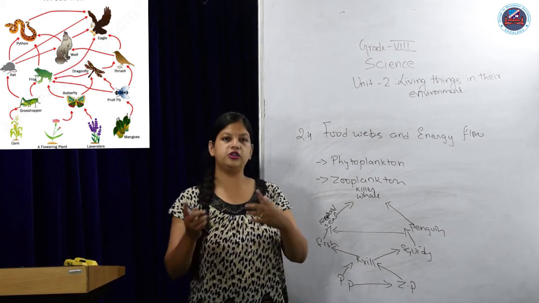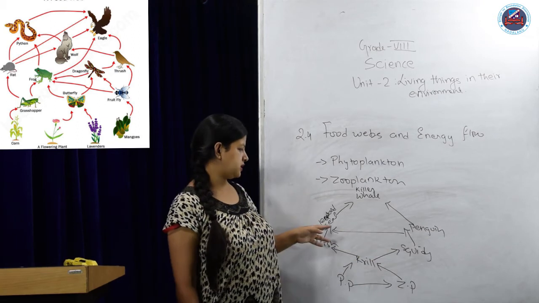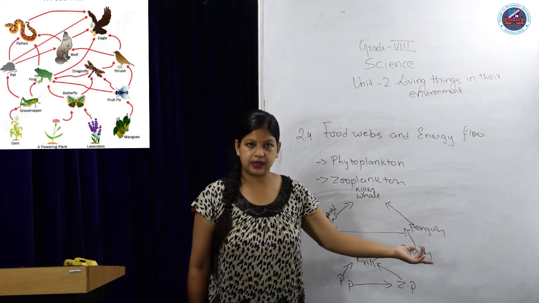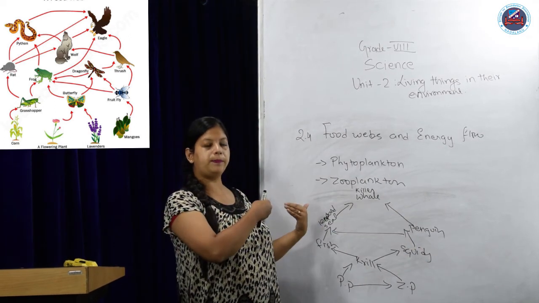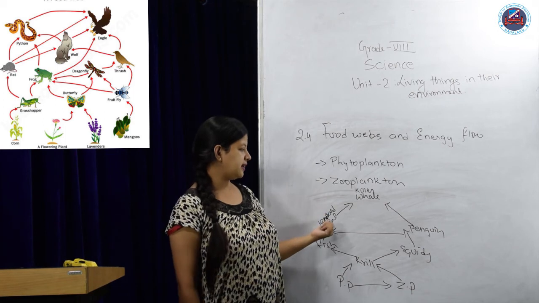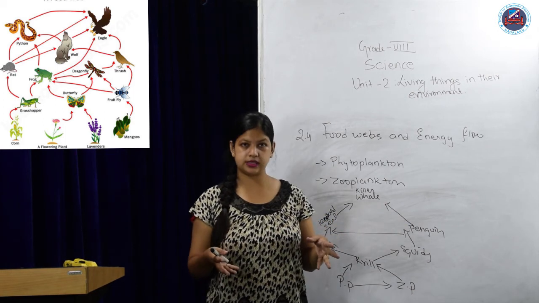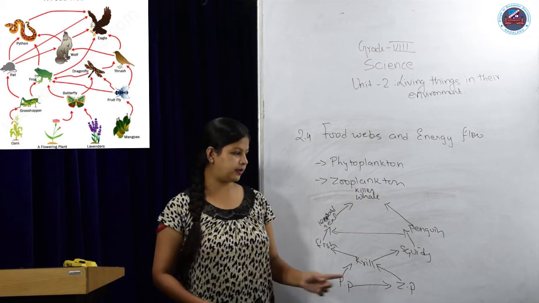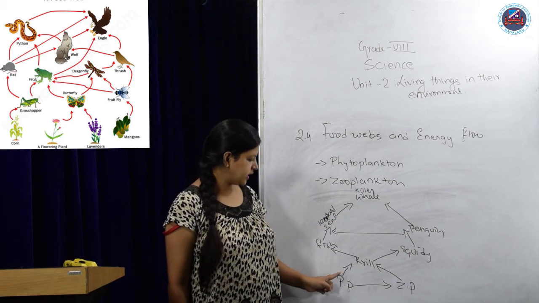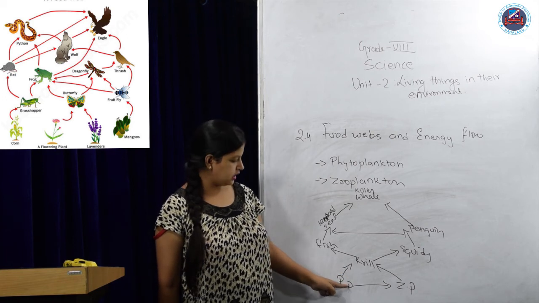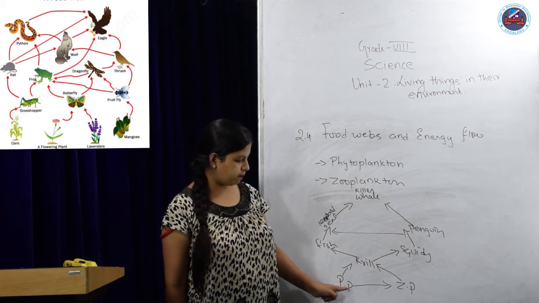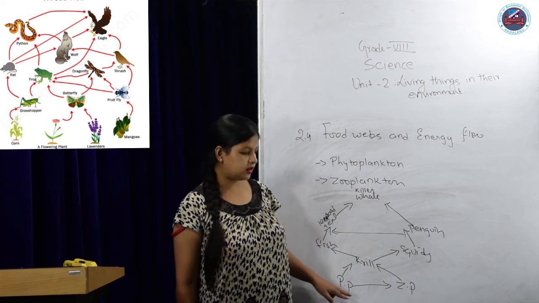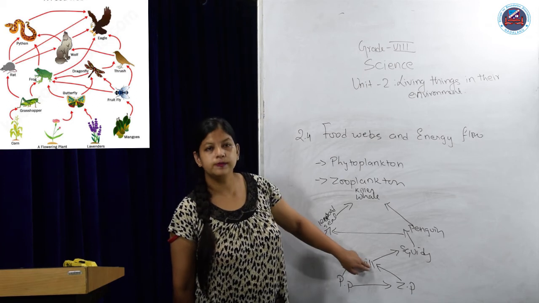Further, both the fish and squid can be eaten by a seal, that's a leopard seal, or by a penguin. That penguin would be further eaten by a leopard seal. And then that leopard seal or penguin, whatever is in the environment, will be further eaten by a killer whale. So they are following a certain pattern. See, this arrow means phytoplankton is eaten by krill. The arrow shows where the energy is flowing. The energy of phytoplankton has gone to krill.